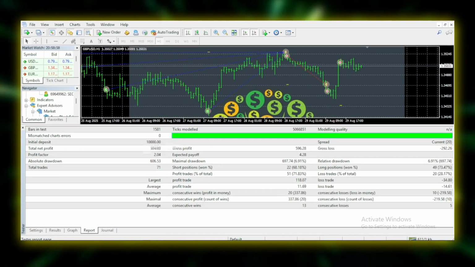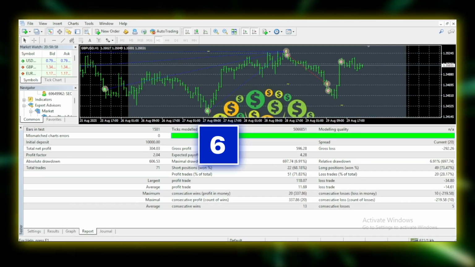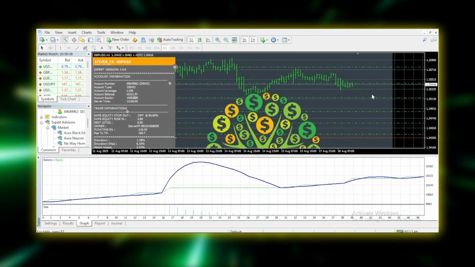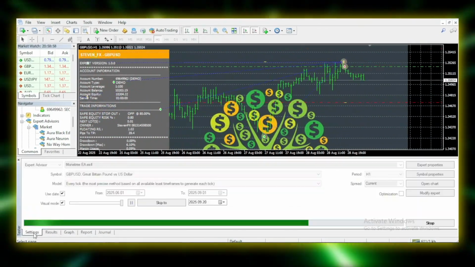Across 71 trades, the win rate was impressive at around 74% on longs and 68% on shorts, with a smooth balance curve and no heavy drawdowns, making it reliable even for cautious traders.